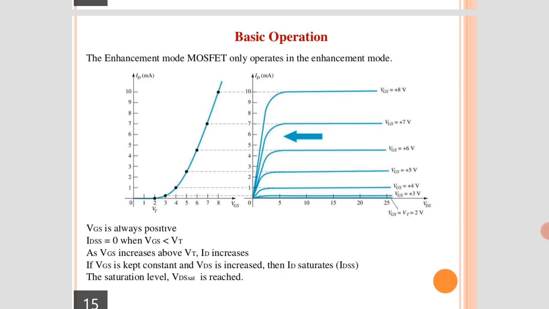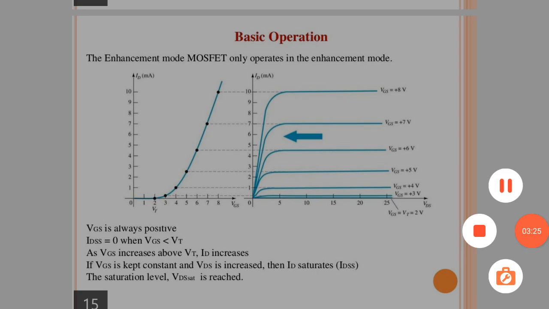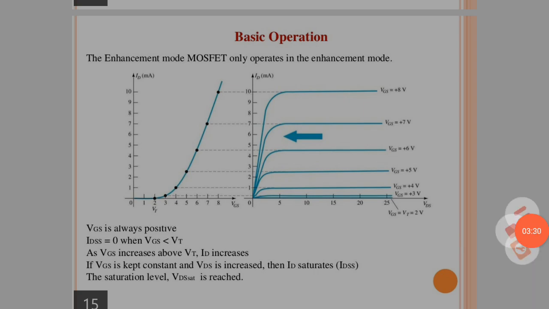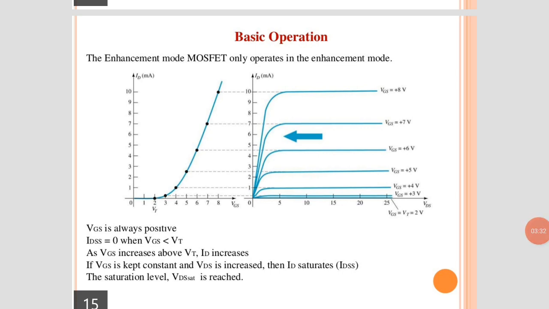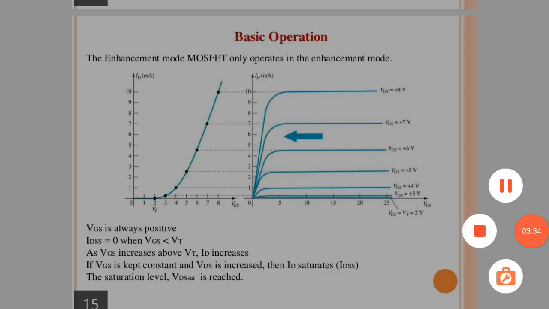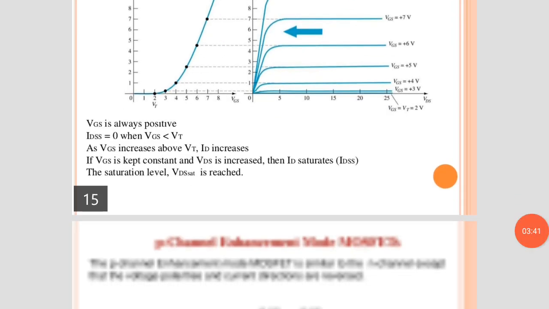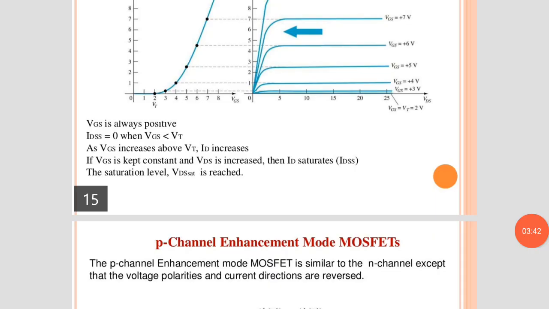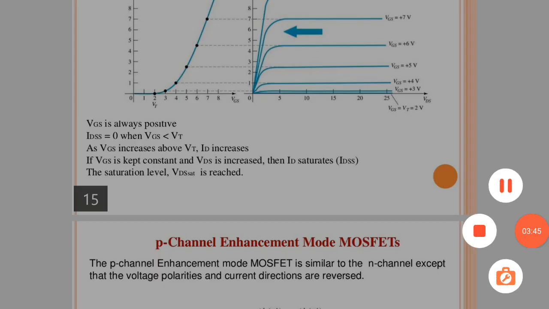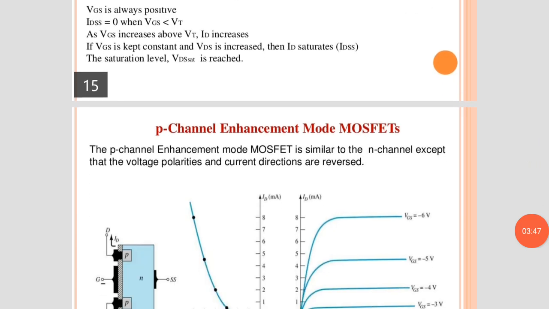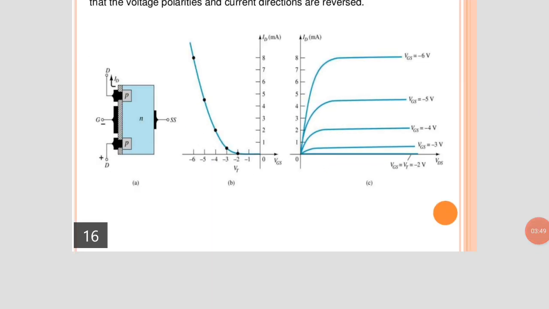IDSS is equal to 0 when VGS is less than VT. As VGS increases above VT, ID increases. If VGS is kept constant and VDS is increased, then ID is in the saturation region. The saturation level VDSat is reached. This is the basic operation of the enhancement metal oxide semiconductor field effect transistor. After that, after the N-channel, we see the P-channel MOSFET.